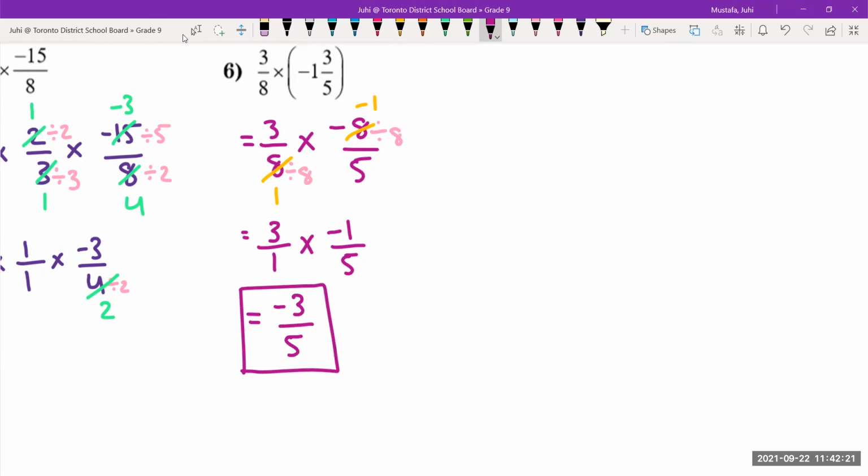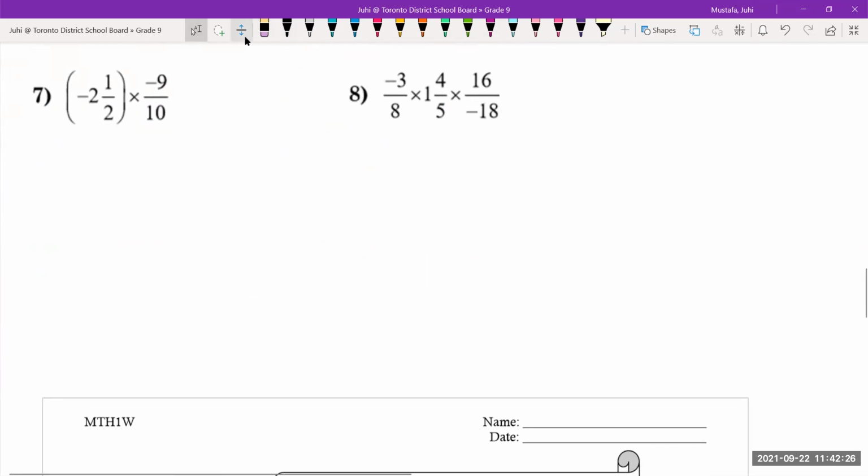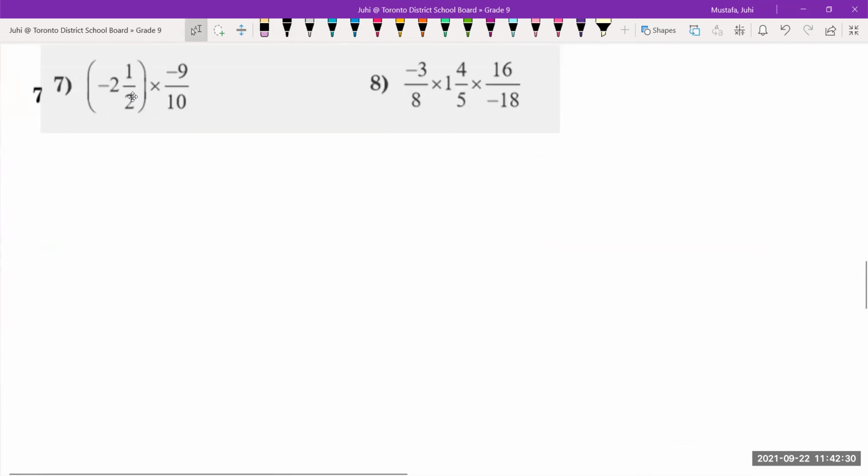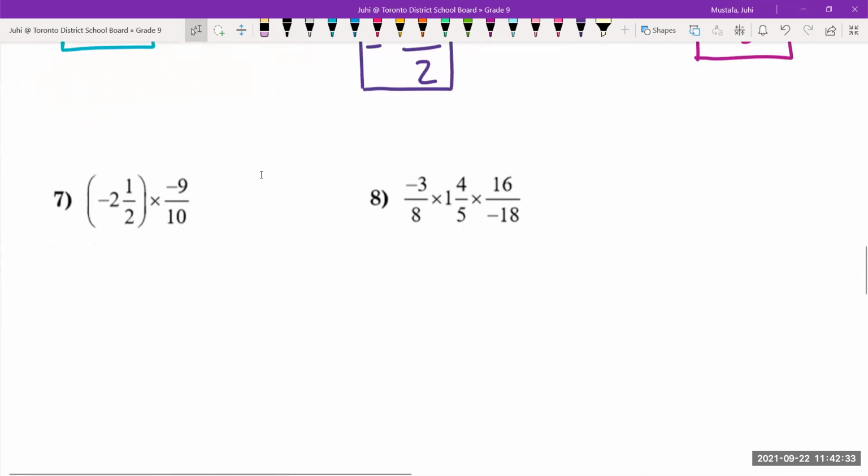Let's get one new volunteer now to do questions 7 and 8. They are more of the same thing. We're just practicing the same concept. It's just that they're getting more difficult, more negative signs, more brackets, etc.